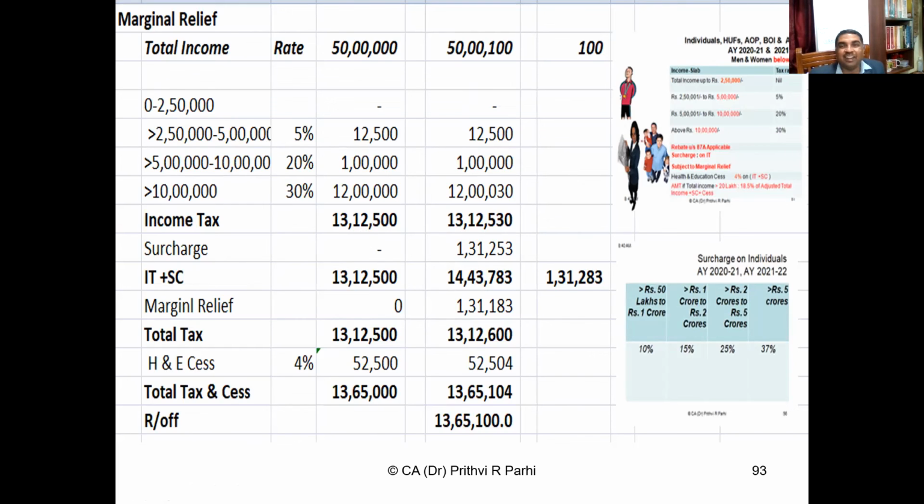Okay. And in this situation, you are seeing the assessee has to pay 1,31,283 rupees extra, just because his income has exceeded 50 lakh by rupees 100. The difference is only 100. But what is the difference in tax? 1,31,283 rupees. So, is it not a genuine problem?